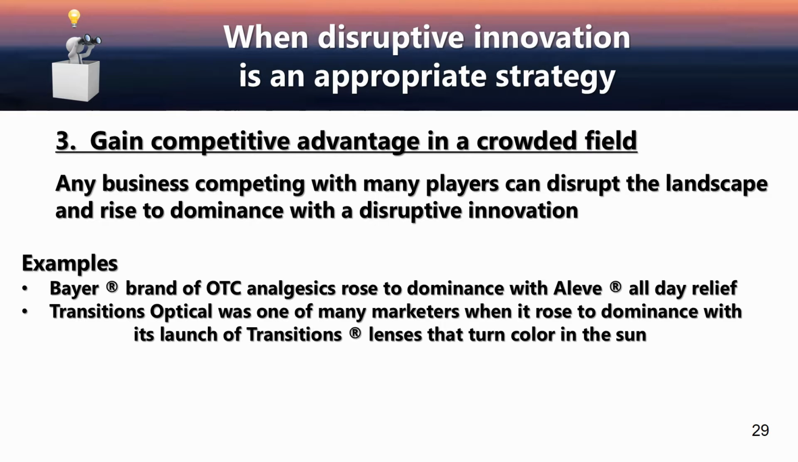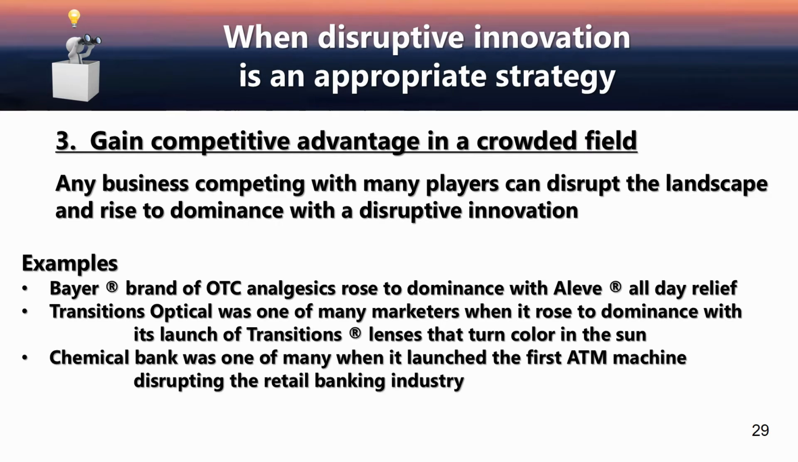Transitions Optical was one of many marketers when it rose to dominance with its launch of Transitions lenses that turn color in the sun. And Chemical Bank was one of many when it launched the first ATM machine, disrupting the retail banking industry.